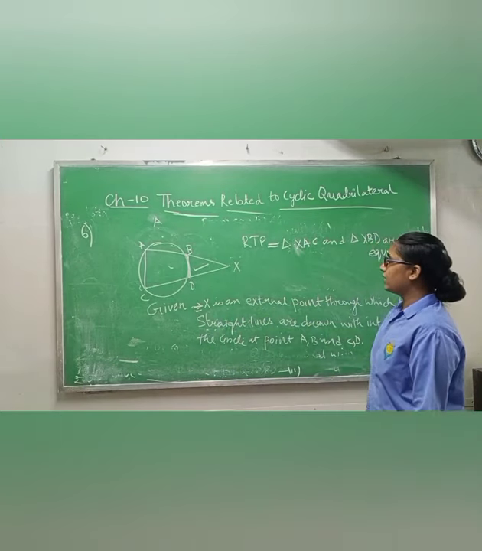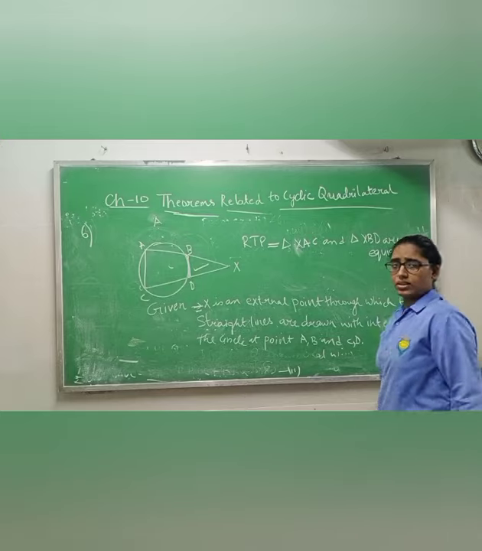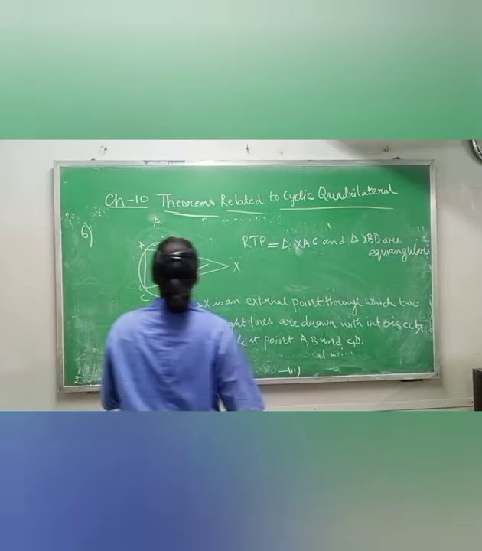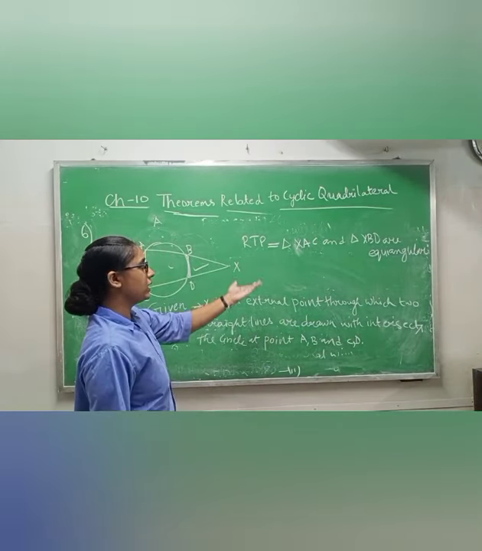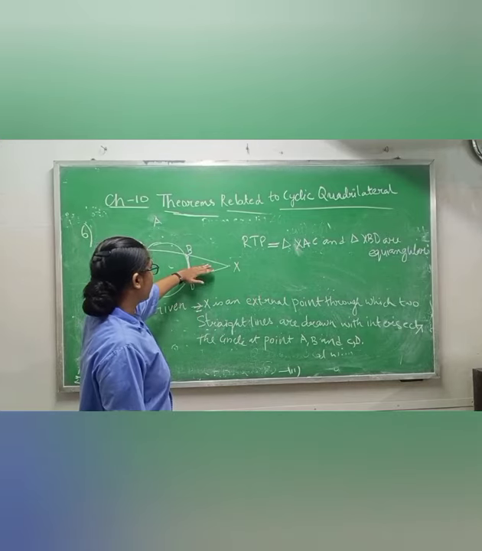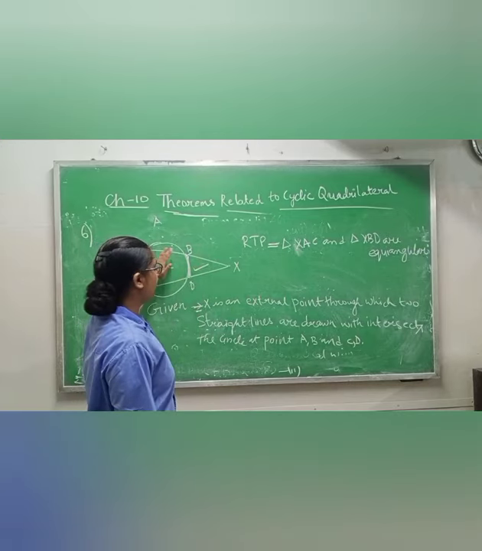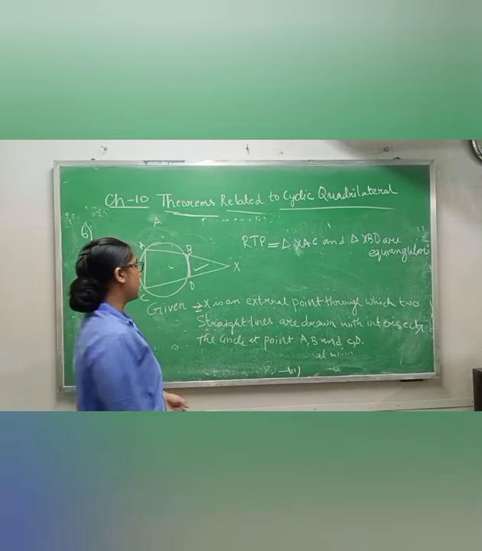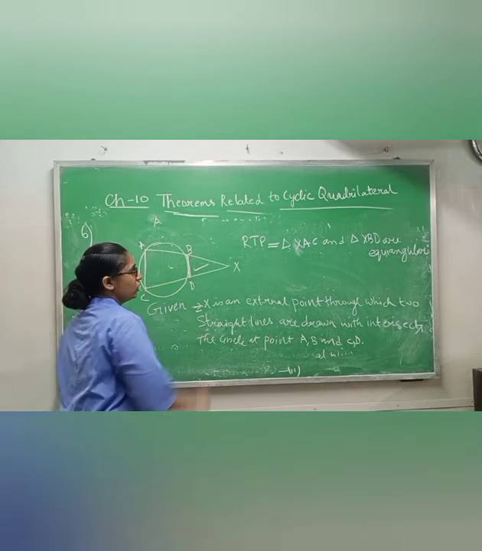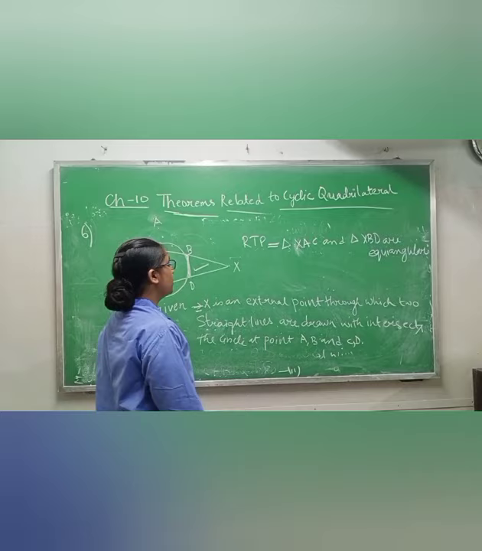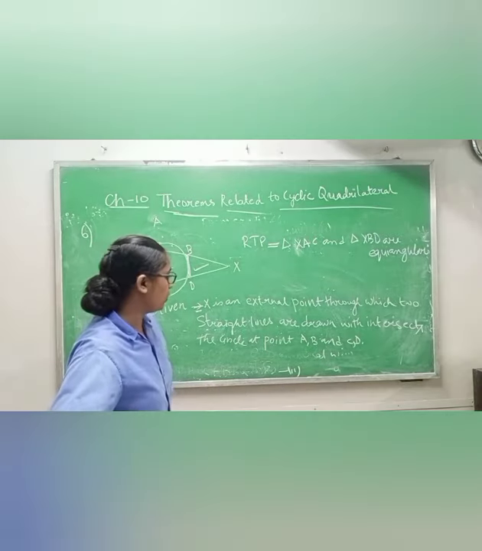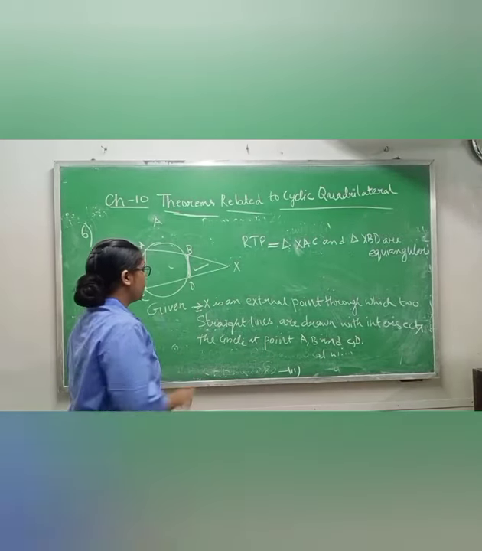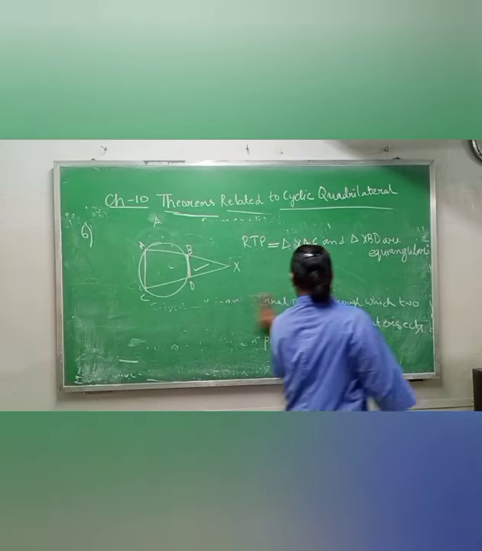Now write the given part and RTP part. There is no construction. Why is there no construction? Because I already told you that XAC and XBD are equiangular, meaning triangles XBD and XAC are two triangles. That is why I have drawn them already. No need to do any construction part. Now we will come to the proving part. Okay, please pause the video and write the given part and RTP part.